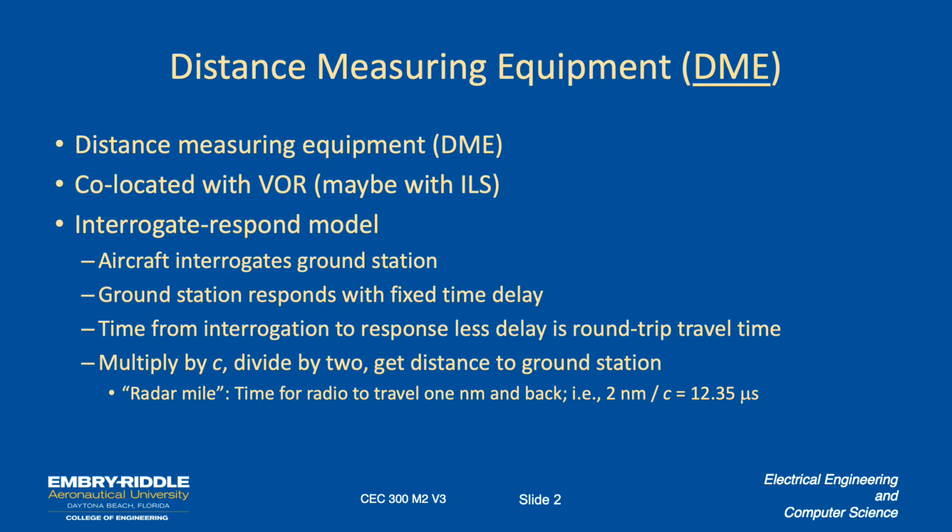So there's this concept of what's called a radar mile, which is the time it takes for a radio signal to go 1 nautical mile and back. You take 2 nautical miles and divide by the speed of light, and it's basically 12.35 microseconds. So light travels a mile and back in about 12.3 microseconds, or it takes light about 6 microseconds to travel a mile. It's a little faster than you and I can go.